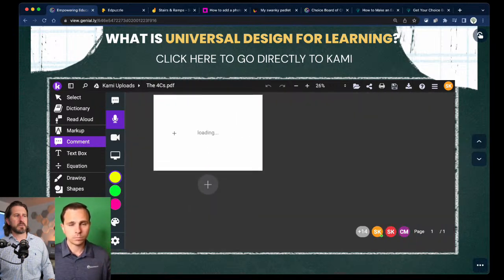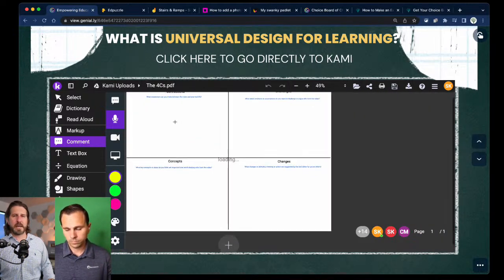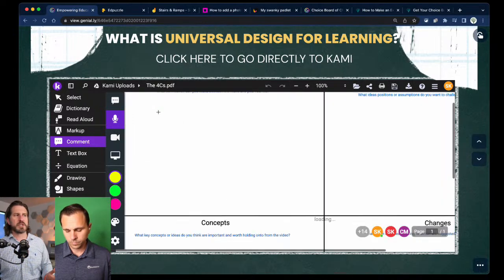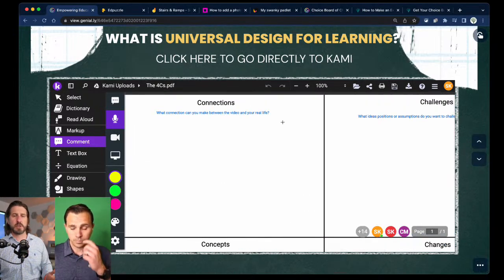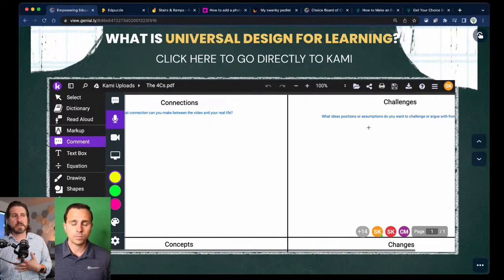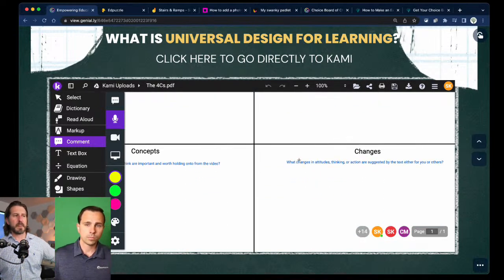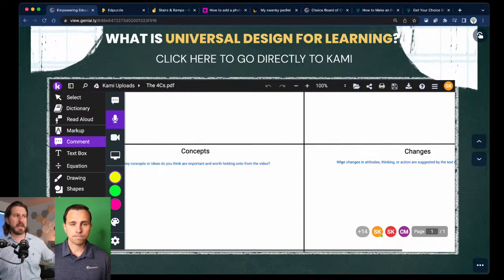And so this is another activity where, okay, you just learned about what universal design for learning is. Now you can share what are some connections you have between that concept and your own life. What are some challenges? Are there things that you actually want to challenge about what you just learned, that you want to potentially argue with or bring up as a problem? What are some changes in attitude, thinking, et cetera, that the text or the video is suggesting that you make? And then what are some important concepts you're still holding on to?